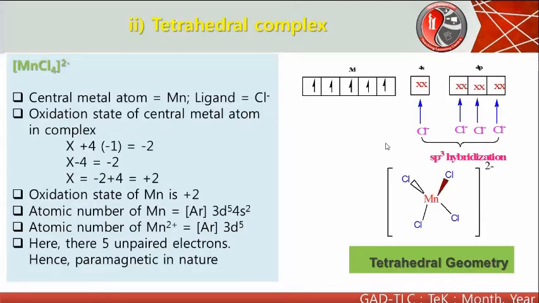Next complex is the manganese complex. Here the central metal atom is manganese and the ligand is Cl minus. The oxidation state of the central metal atom is +2. The electronic configuration of manganese is argon 3d5. Here it has 5 unpaired electrons, so this complex is paramagnetic in nature. It uses the s orbital and 4p orbitals for hybridization and forms sp3 hybridization and exhibits tetrahedral geometry.